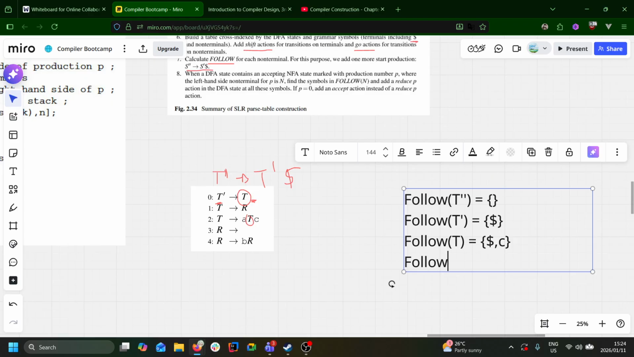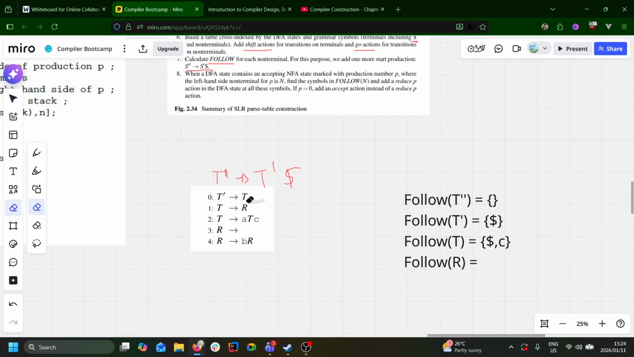And you're gonna have the follow of R as well. So this R is just empty. So where is it referenced? Let me get the eraser as well. So R is referenced over here. Since here nothing follows T, it becomes that whatever follows R is whatever follows T, and it just so happens to be this over here. So R is going to have those values.